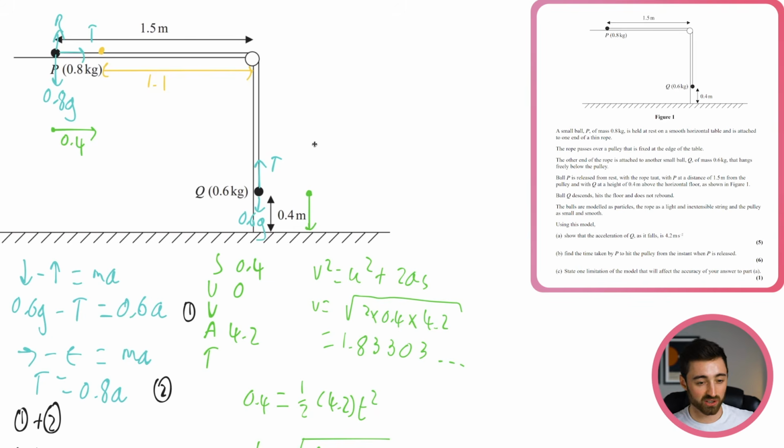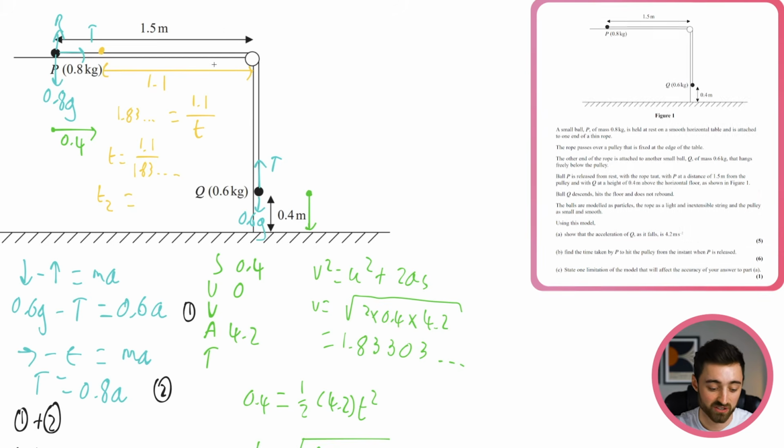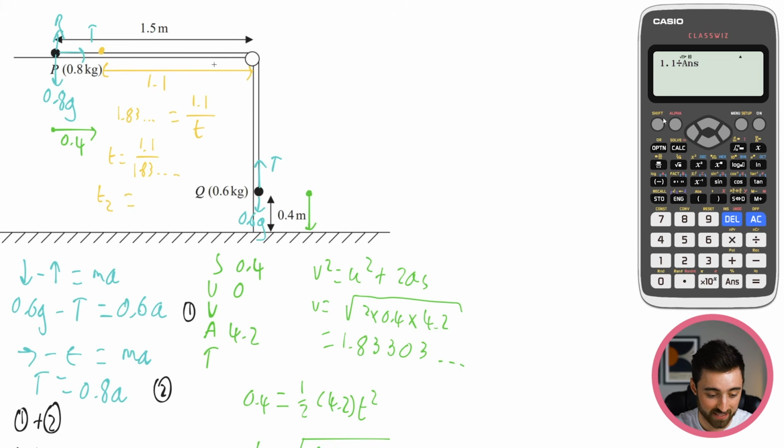Because if it's got a constant velocity, surely it's just speed equals distance over time, right? So speed, which is this thing here, the 1.8 and so on, equals distance, which is 1.1, over time. So the time is just going to equal the 1.1 over this thing, but I've got that as my ans, haven't I? This is going to be t2, as in the t for the second bit of motion. So let's do 1.1 divided by ans here. That gets me some other grim surd. It's basically 0.6, but it's got some zeros and then some other stuff later on.